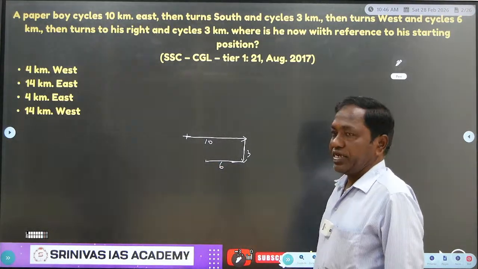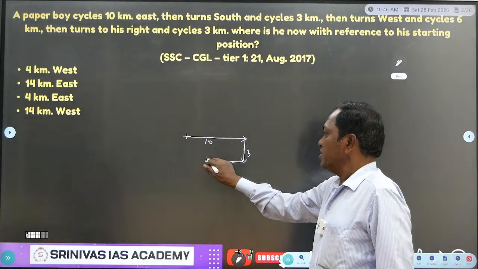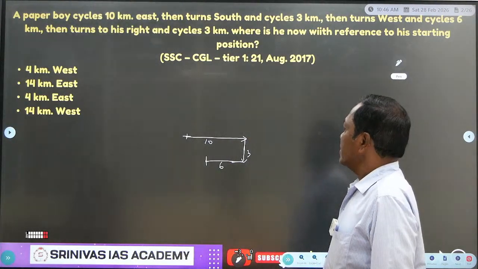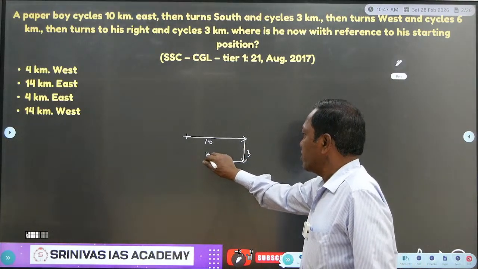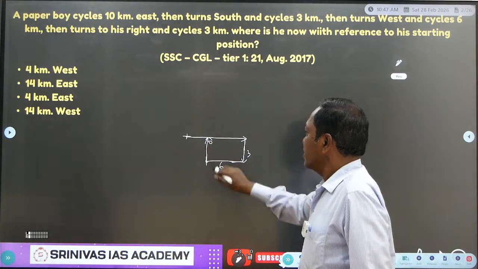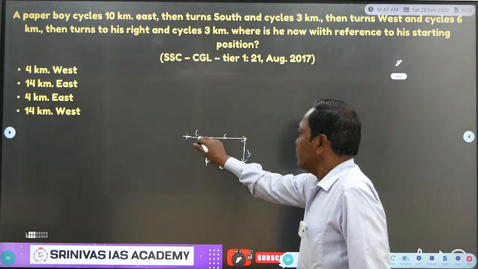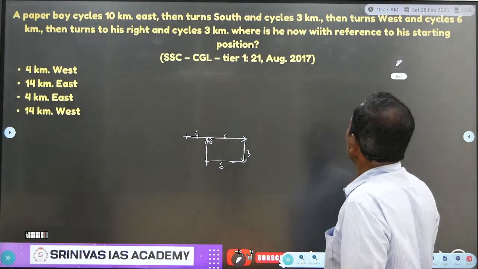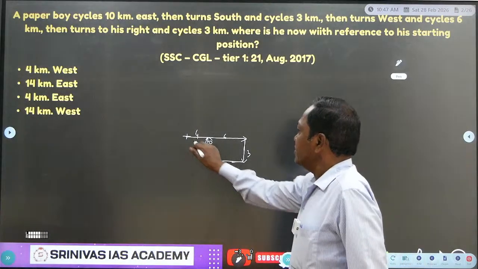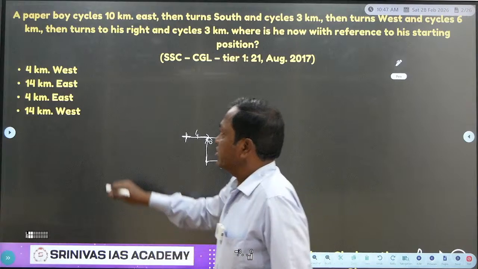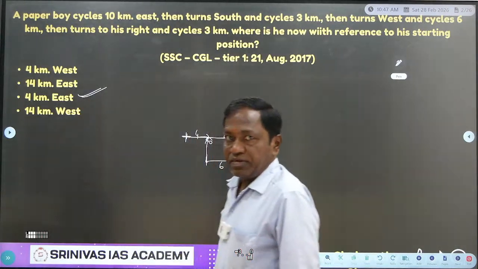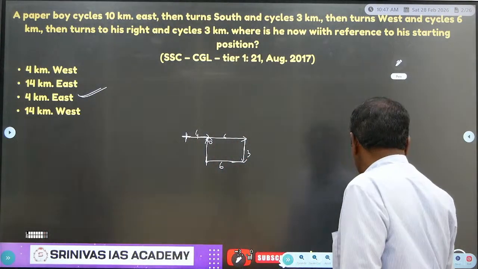And then turns to his right, which means the upward direction, and cycles 3 kilometers. This is 3. It means you can bring this arrow mark till here. This is 6, then this is 4. Where is he now with reference to his starting point? This is the starting point. 4 kilometers east. Directions is one of the easiest topics.